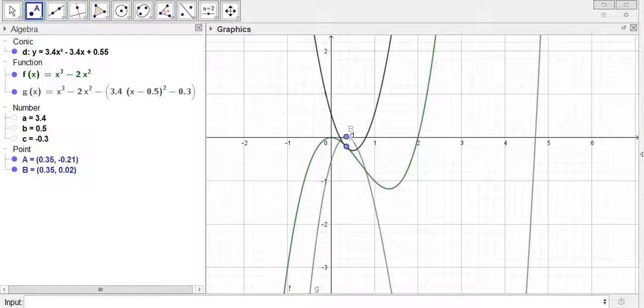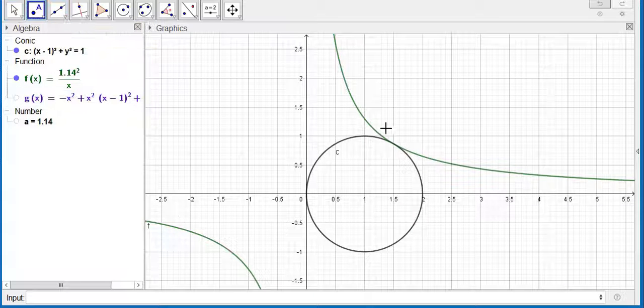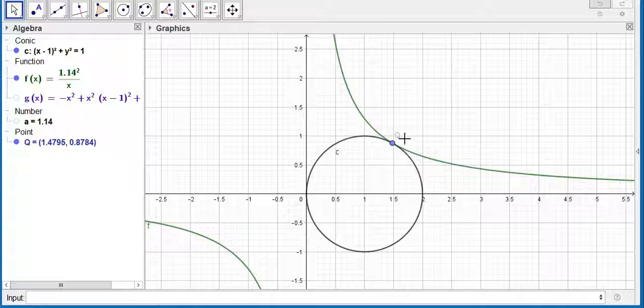So now, if I want to represent this, I have a hyperbola, and I have a circle, and they touch at the point Q. So I'm just going to call this point Q. So rename it as point Q. Alrighty. That's cool.